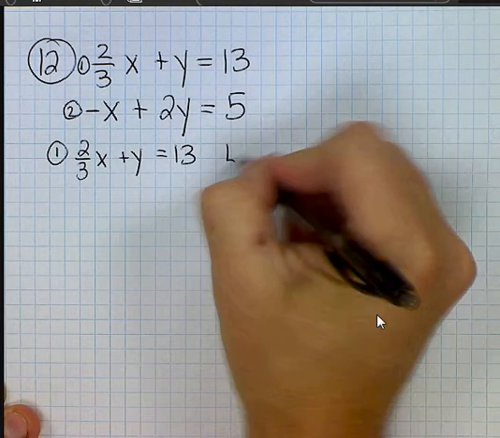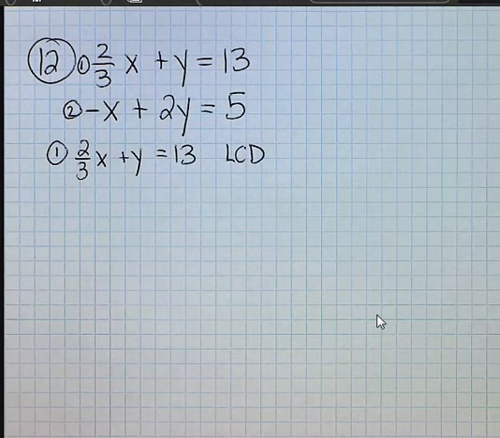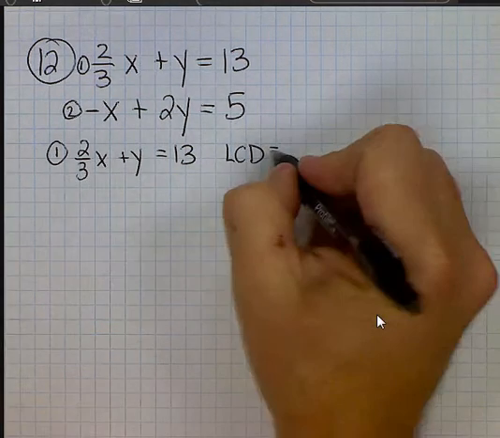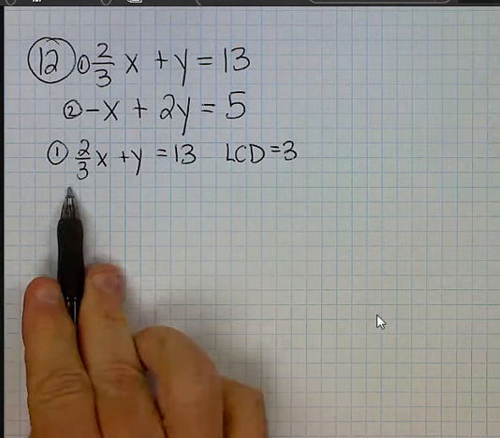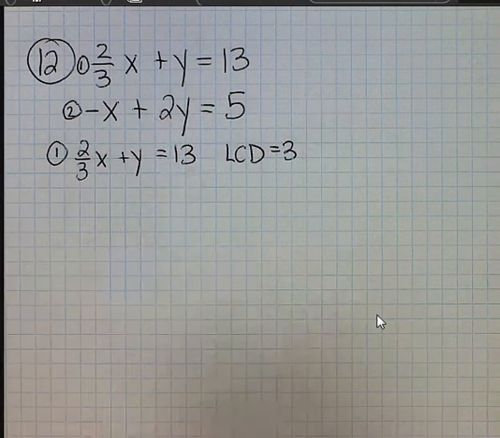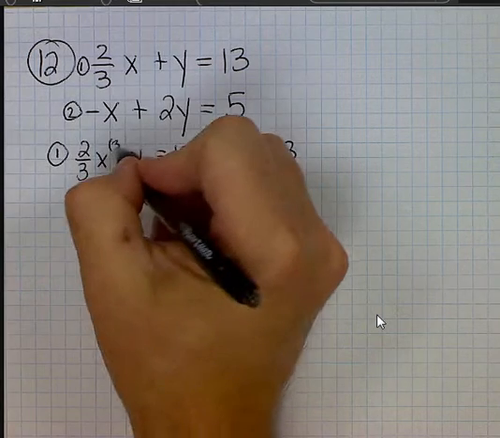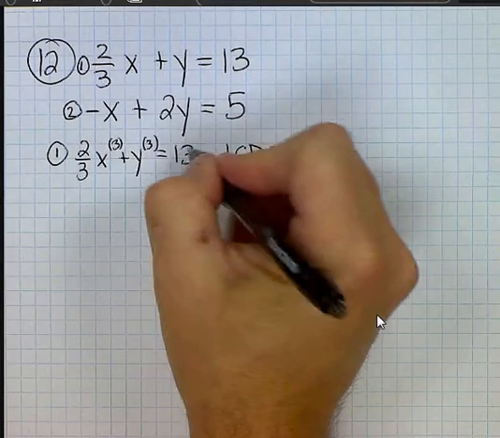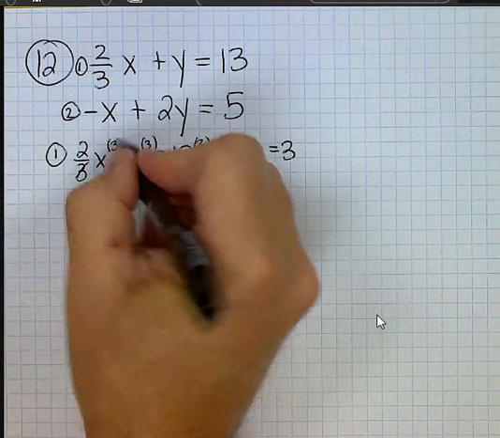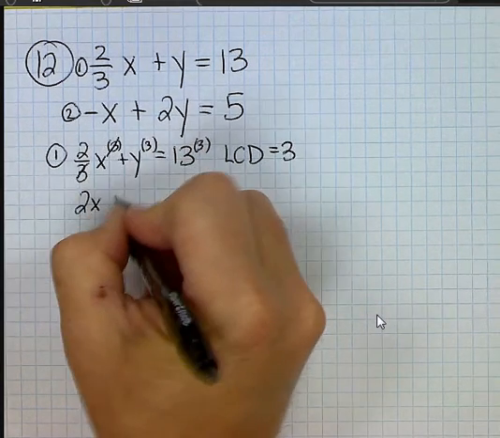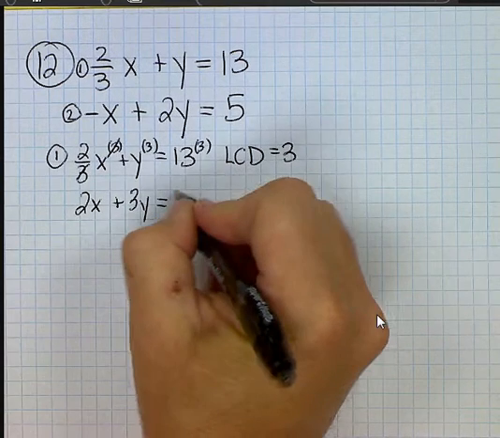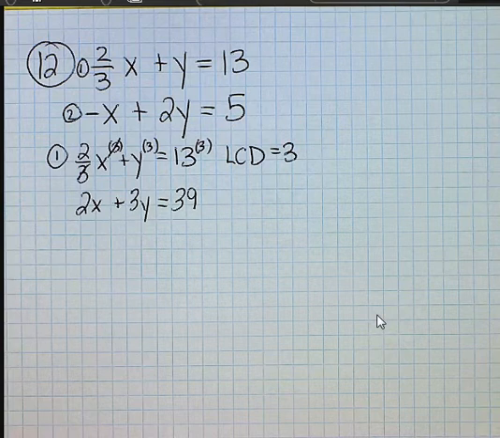What I asked you guys to do, or what we suggested, was to find the least common denominator. The least common denominator in this question is going to be 3. It's the only denominator we have. This one has a denominator of 1 and that has a denominator of 1. Take the LCD and multiply it by every term in your problem. This will allow us to get rid of the fraction. 2x plus, nothing cancels here, so 3y equals, nothing cancels here, 39. And there's my new equation 1.